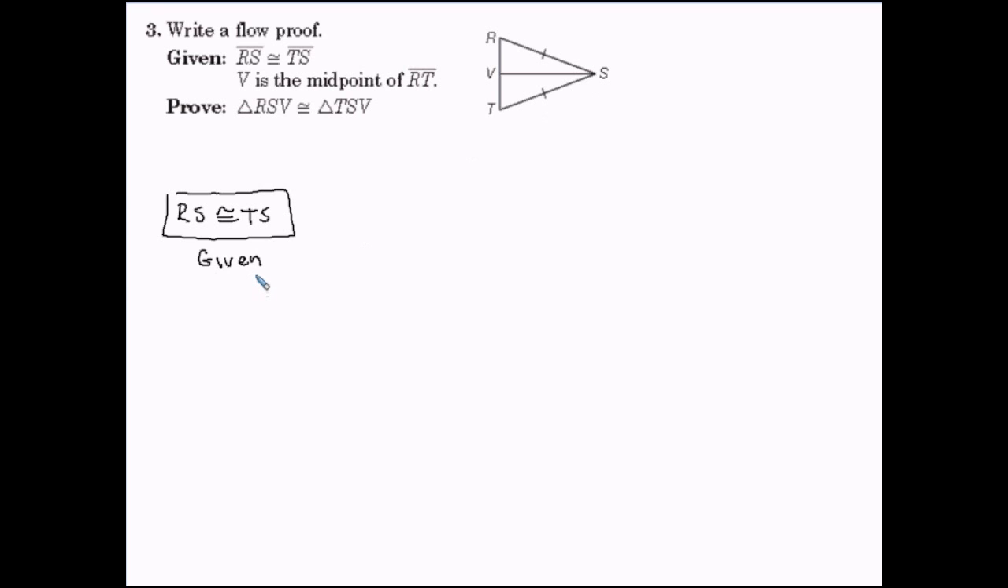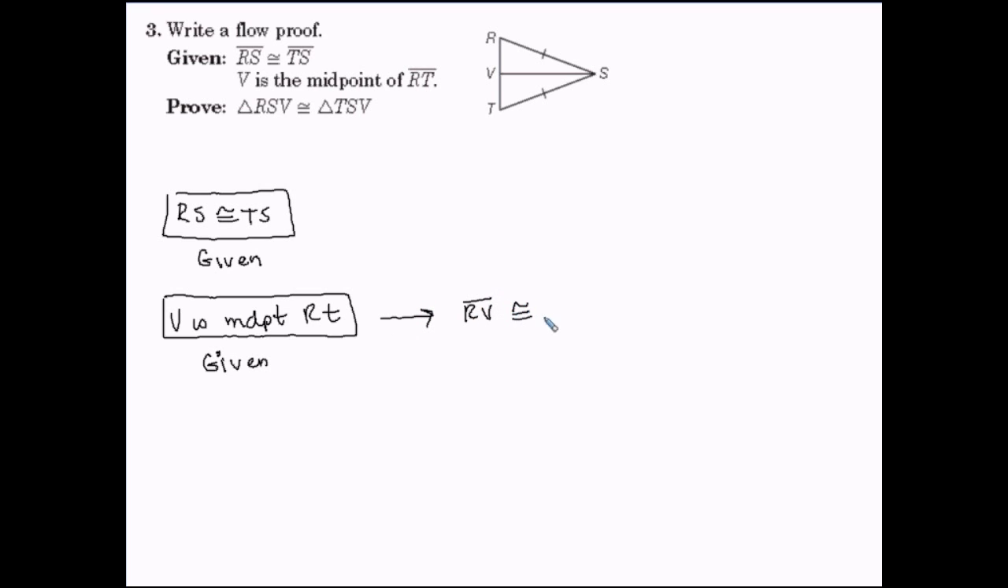And then I have, I'm looking at the wrong thing. V is the midpoint of RT. And that's given. Okay. And that means that RV is congruent to VT because of definition of midpoint. So far okay?